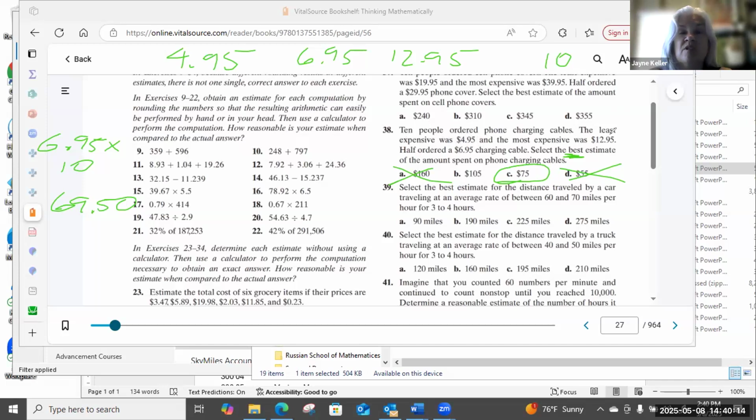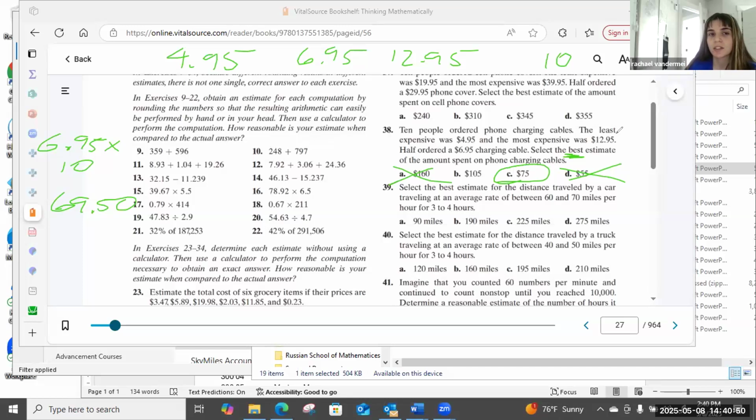Now, if the most expensive one had been like $1,000, then we would have to shoot higher, wouldn't we? But because the lowest cost and the highest cost kind of average out to be about what the middle cost is, we can just assume they're all the middle cost. Okay. Are they saying that the other half could have ordered the $6.95 one too as well?